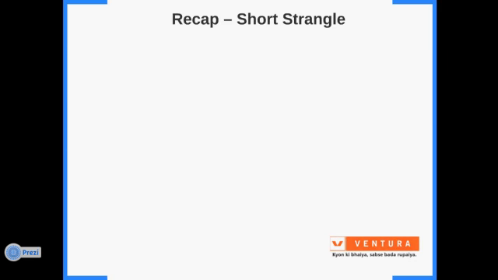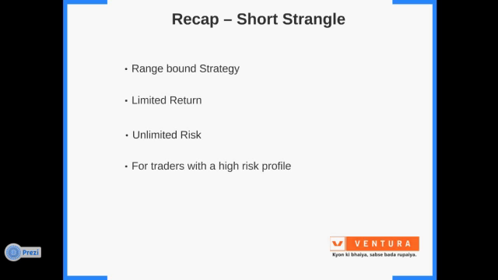Let's quickly recap this strategy. A short strangle is a strategy that can be applied to a market, index, or stock that is expected to remain largely steady or range bound. It carries unlimited risk but limited possible returns. So, in a nutshell, it's a strategy for traders with a high risk profile.